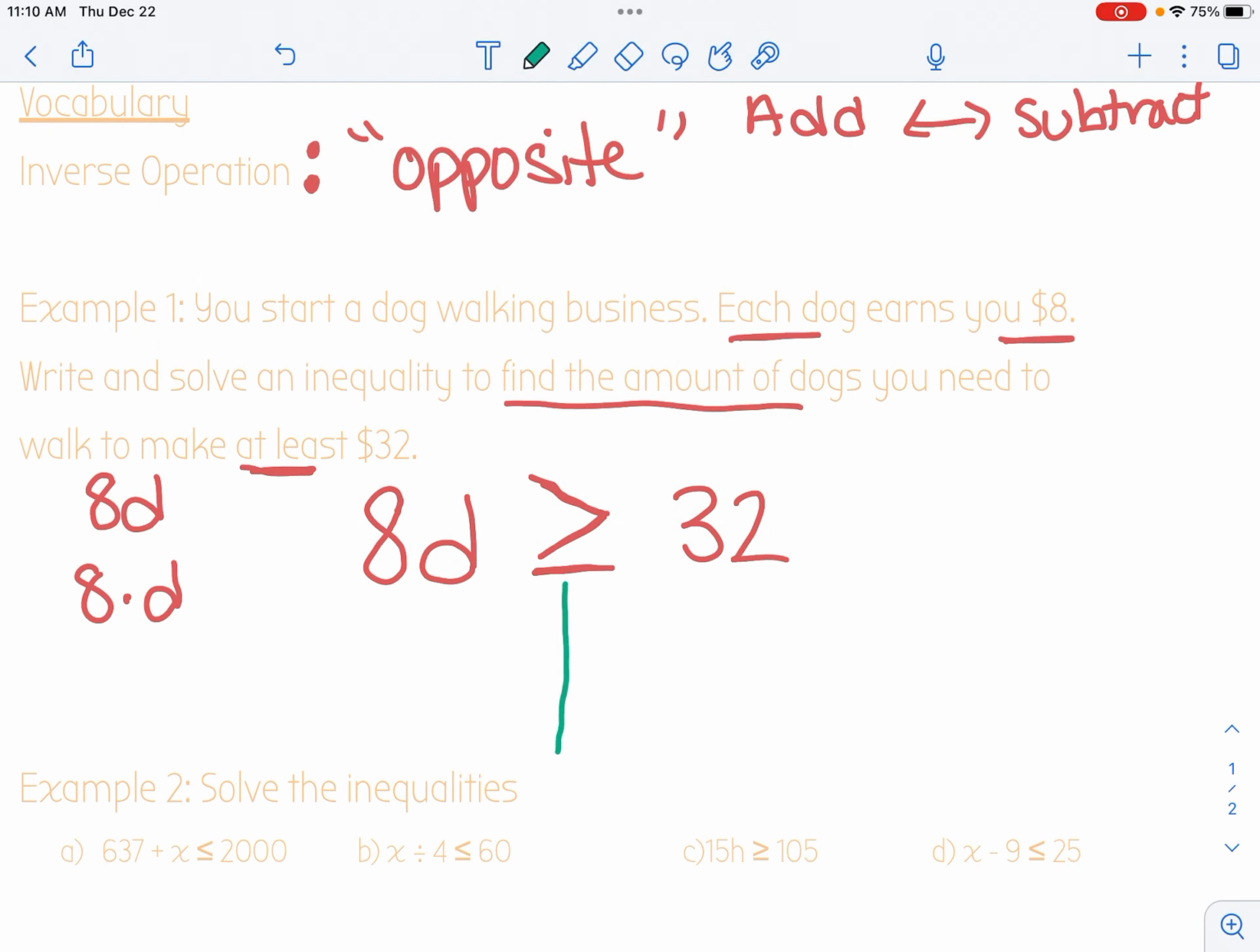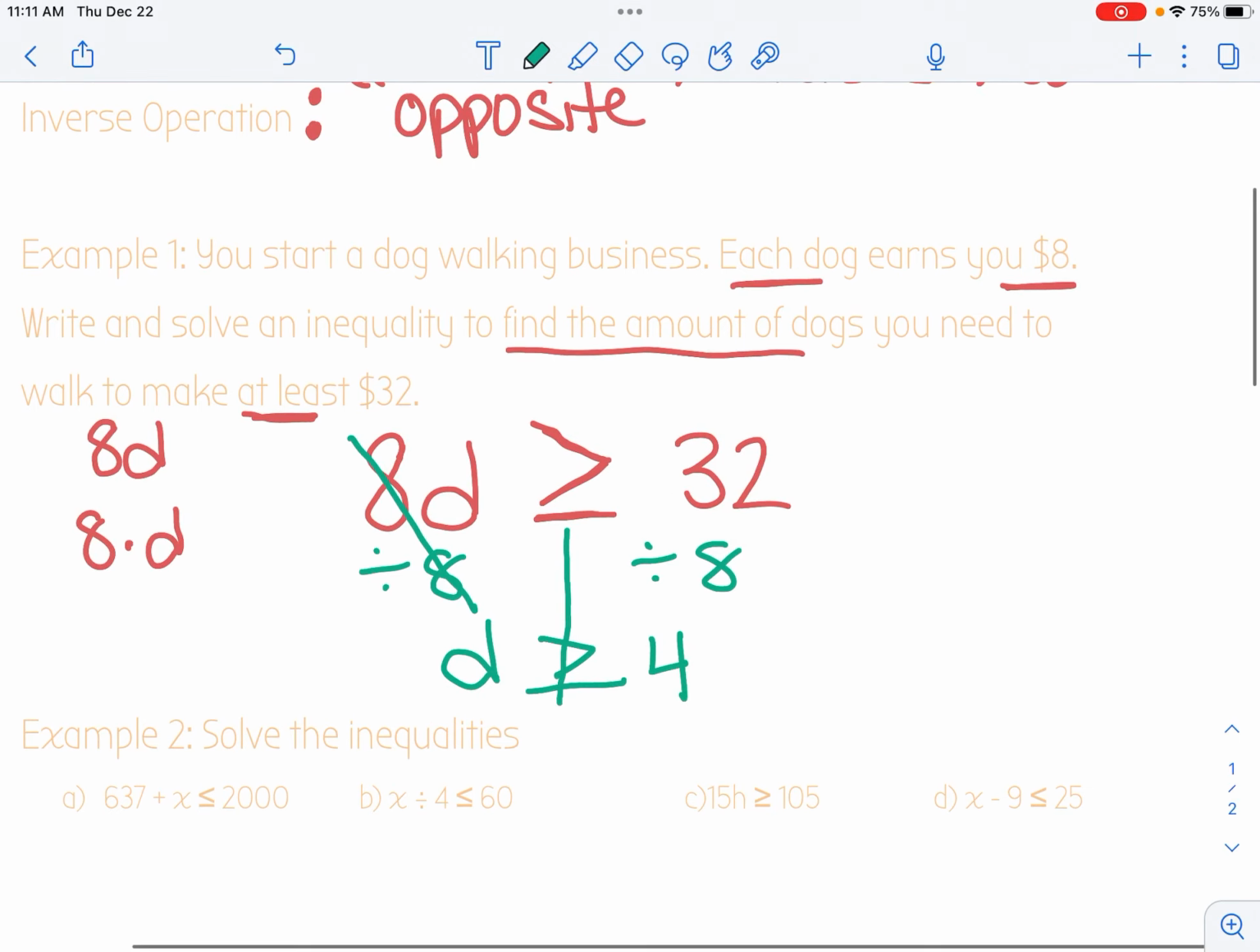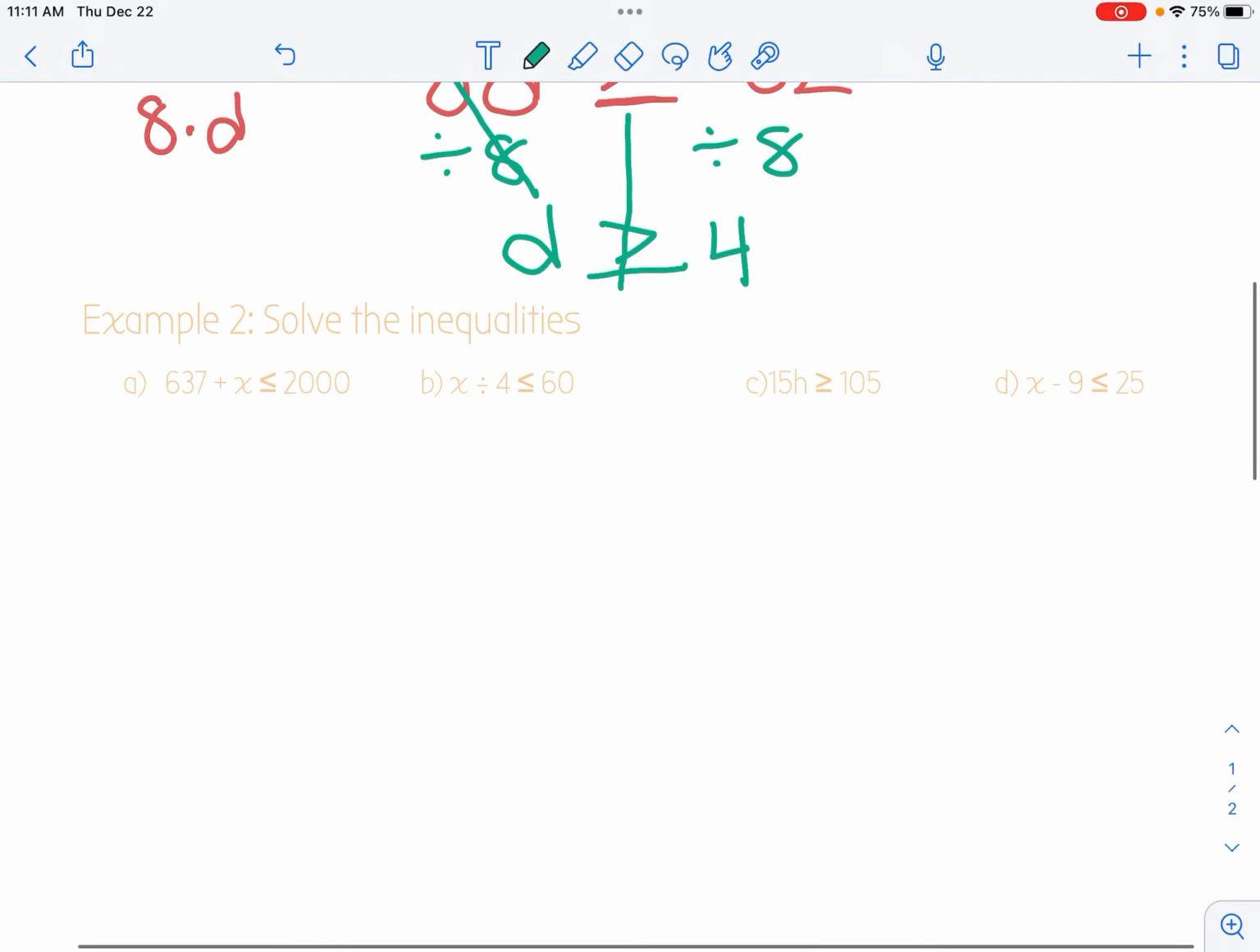To solve this, I'm going to draw my line down from my equal sign. I have multiplication here, so the opposite or the inverse would be to divide. So I'm going to divide both sides by 8. This cancels out, so I'm left with D on the left-hand side. 32 divided by 8 is 4. So this means that I have to walk 4 or more than 4 dogs to meet my goal of making $32, or at least $32.